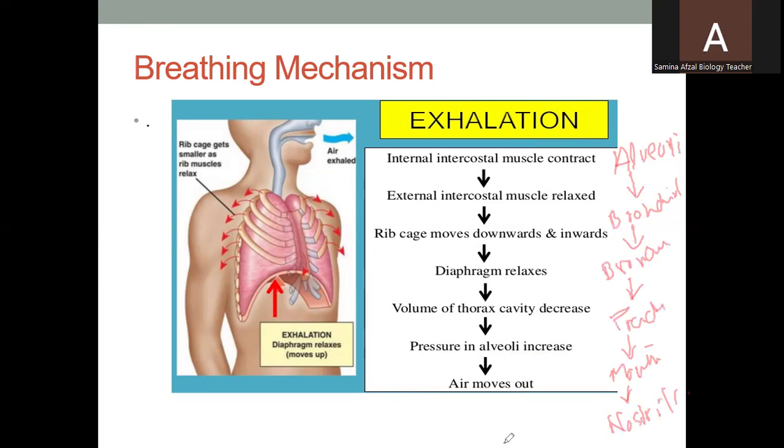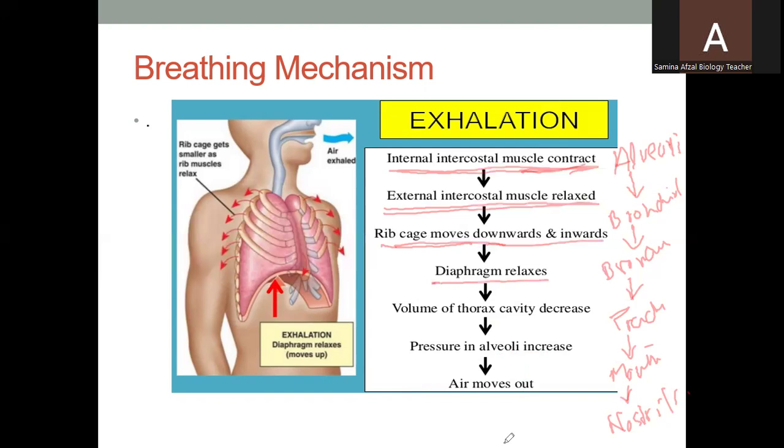Here you can see what happens with the internal intercostal muscles. In inhalation, they were relaxing, but here the internal intercostal muscles will contract. And if they are contracting, it means the external intercostal muscles will relax. So the rib cage will move downward and inward, which will push the air out of the lungs.